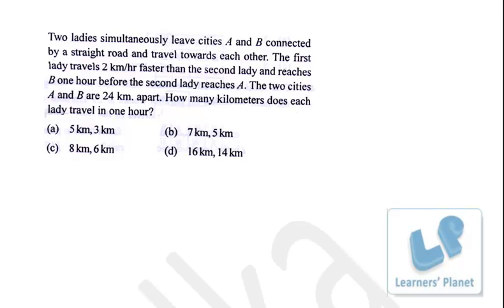How many kilometers does each lady travel in 1 hour? Precisely, the speed of each lady is being asked. In the options like 5 km per hour, 3 km per hour, both the speeds are given. So the problem becomes very simple. Okay, if you are not clear with the explanation the first time, then just go for a recap.